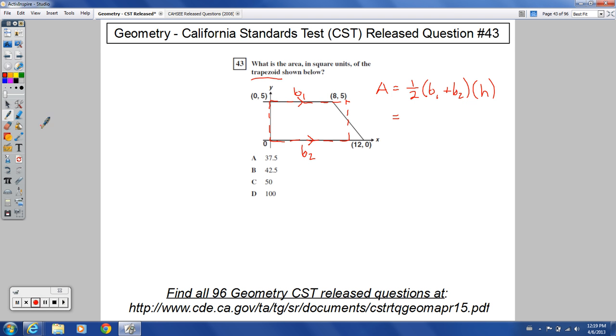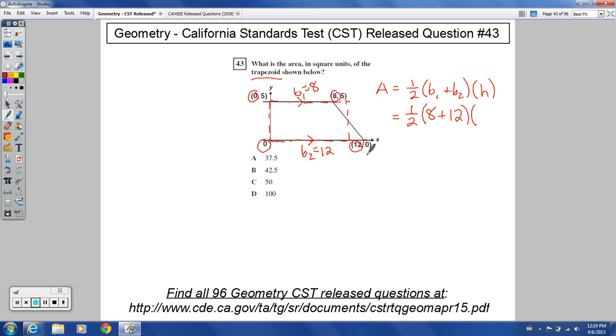So that said, what is base 1? What is one of these bases? In my x values, I'm going from 0 to 8, so that's a difference of 8. Here, for my base 2, I'm going from 0 to 12, so that's a difference of 12. So I'm going to have 1/2 of 8 plus 12, times the height.